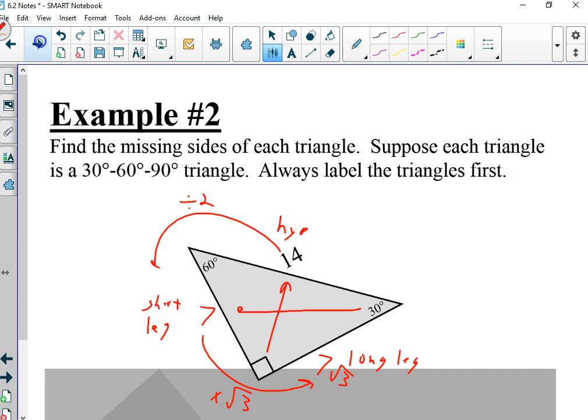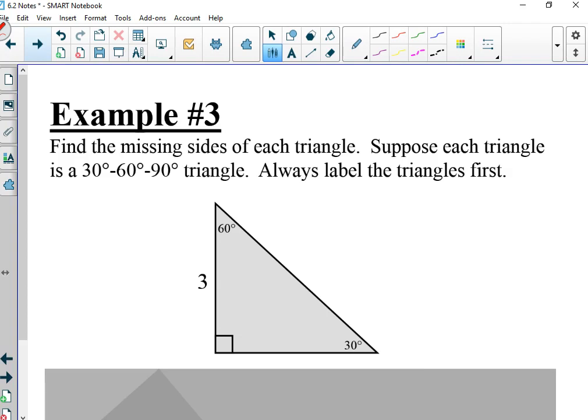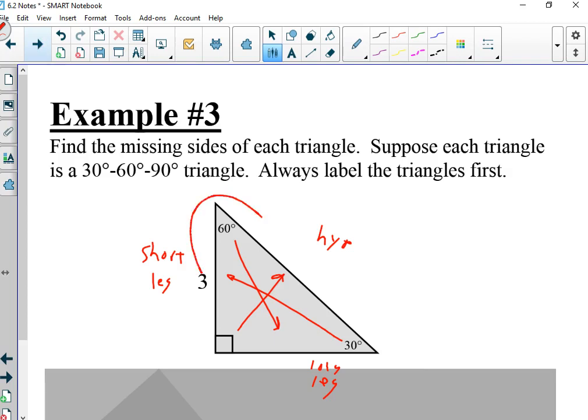Remember, if you need to hit pause in the video, go ahead and do that, or go back and look at it. Okay. Hypotenuse. Short leg. 60 gives us our long leg. Going from the short leg to the hypotenuse, times 2, 6. Going from here to the long leg, times radical 3, 3 radical 3.